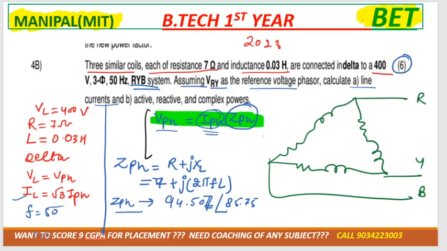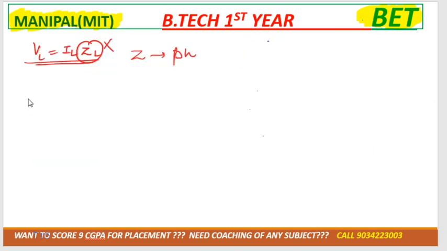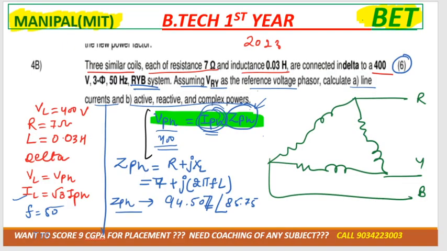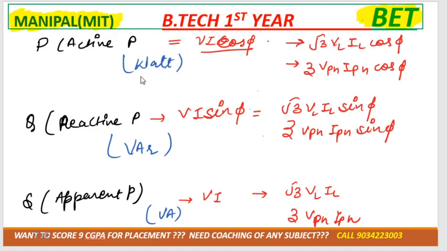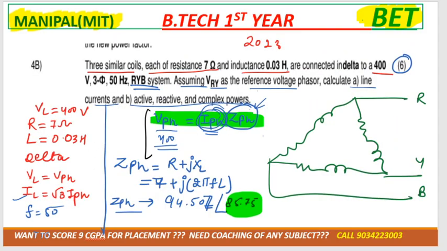So after solving ZPH, you can substitute it here. VL is 400 only because it's a delta connection. We can get IPH. Then they are asking active power, reactive power and apparent power. So for that you need cos phi, and whatever the angle of impedance you are getting, that is phi only, right? Like suppose after solving you are getting 85.75 angle of impedance, so that is phi. You can get cos phi easily and you can get sin phi easily, right? So you'll be able to use the active power, reactive power and apparent power formulas.